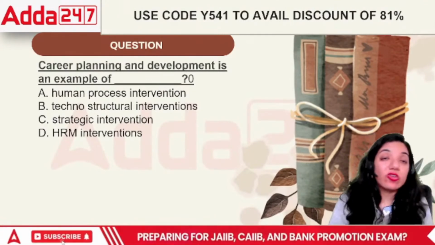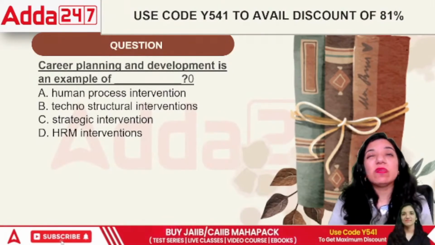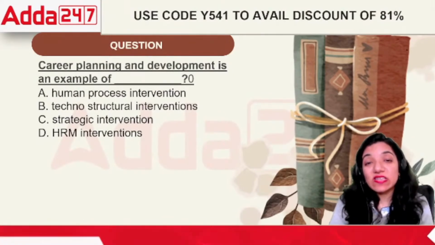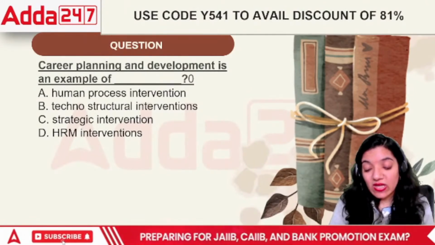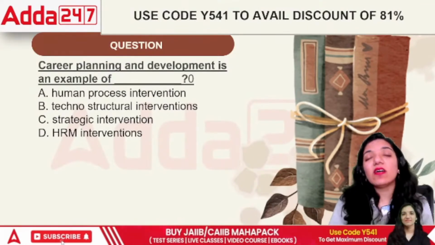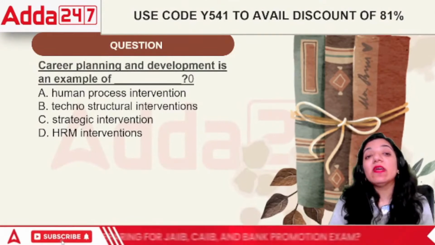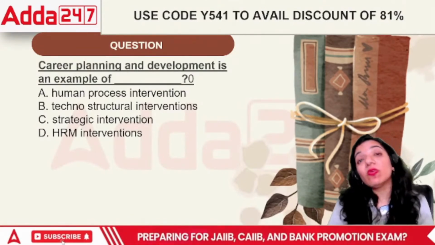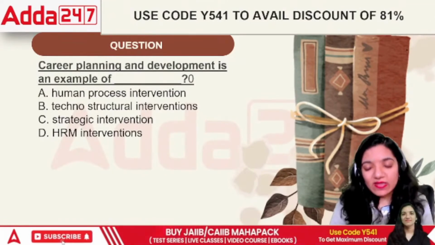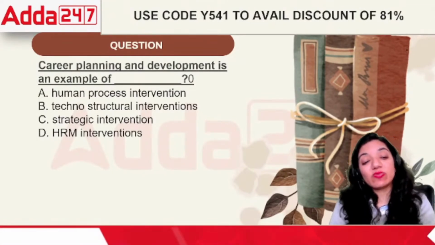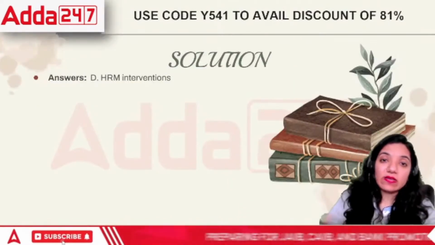See, there's nothing called human process here. It's not a techno-structural process as well. Strategic would be mergers, acquisitions, and all those techniques where the organization is trying to grow further. And the last one is HRM intervention. Under this, the HR basically intervenes, and then they specify by what time these people are looking forward to, and what kind of people there. The career development as well as the career planning would vary from person to person as well. So in this case, the correct answer would be HRM intervention.